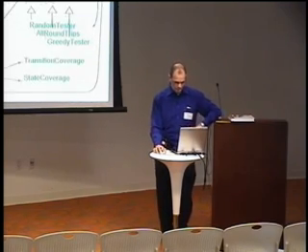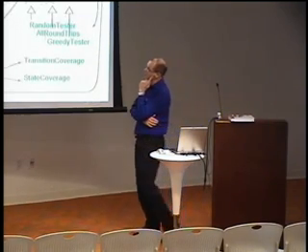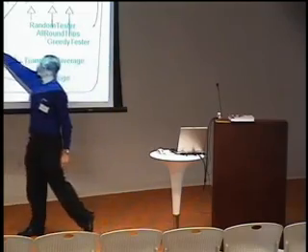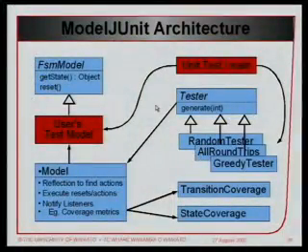So we've now written our model, this red part here. What else do we have to do? Well, the red parts are the parts that the user has to do, and the blue parts are provided by ModelJUnit. So we've written the model that implements that interface. ModelJUnit also provides a wrapper that goes around the user's model, and it uses reflection to find all the actions. It allows you to execute actions and resets.